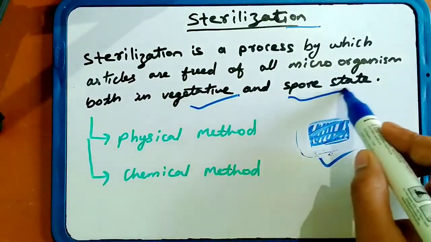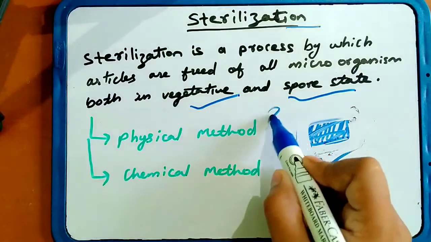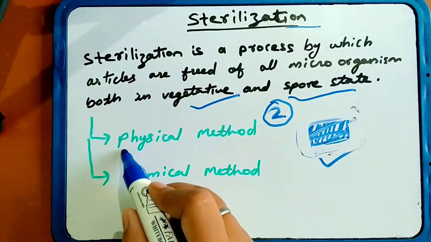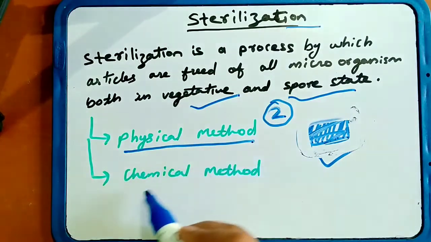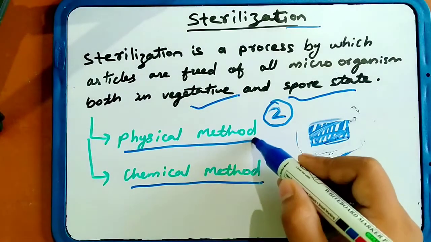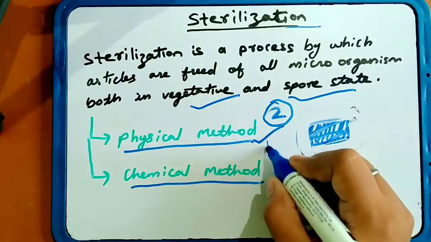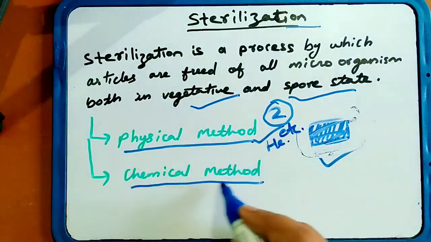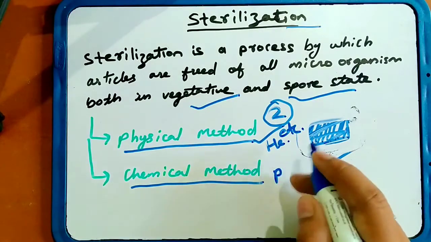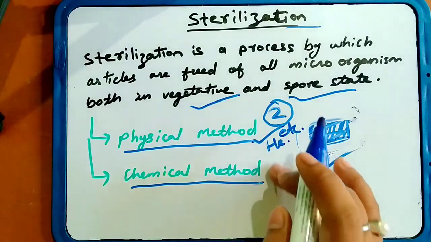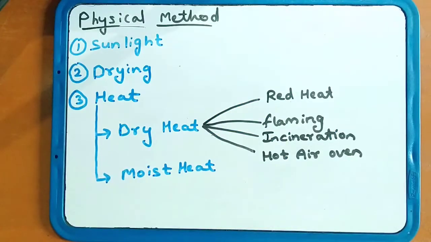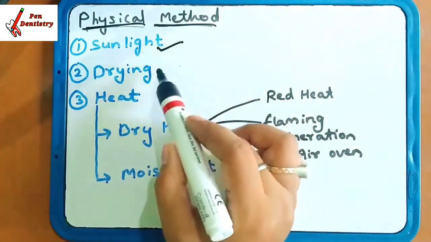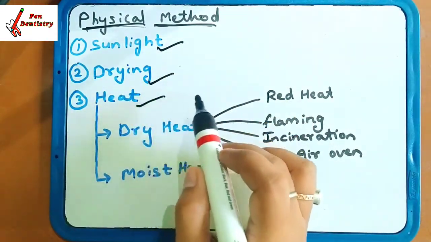There are two types of sterilization method we are going to learn. First one is physical method and second one is chemical method. In physical method, heat, sunlight, drying, etc. are used, and in chemical method particular chemicals are used. That's why it is known as chemical method. First we will take physical method. In physical method, first is sunlight, second is drying, and third is heating.